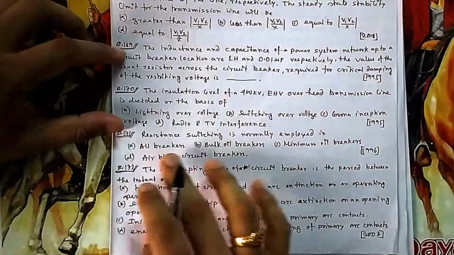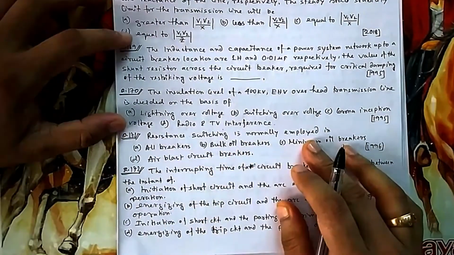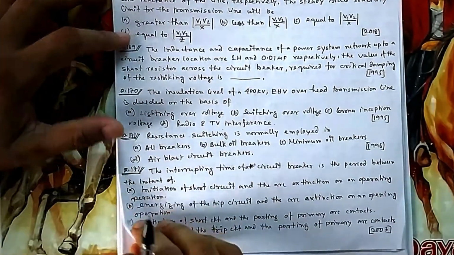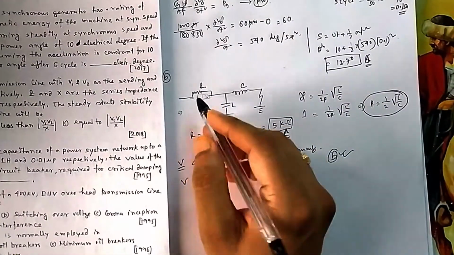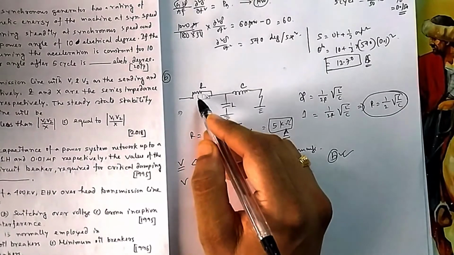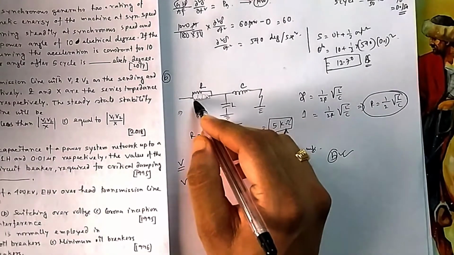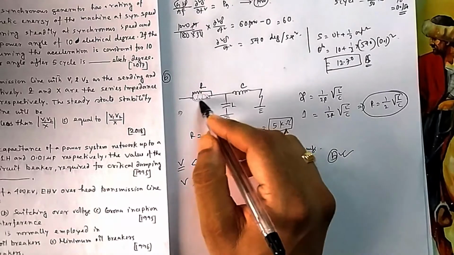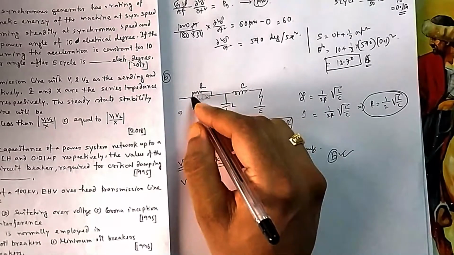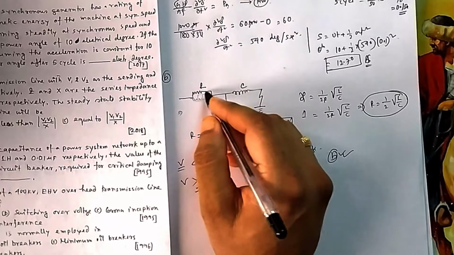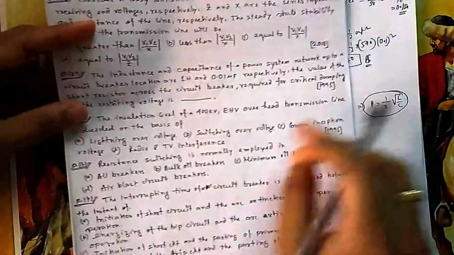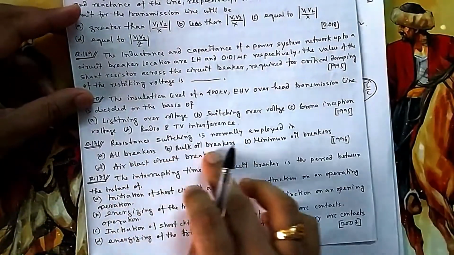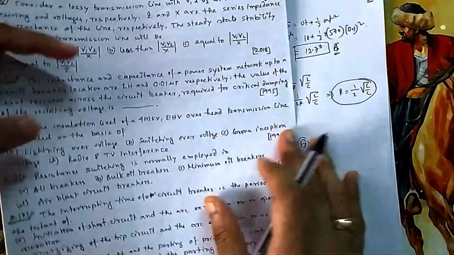In question number 171, resistance switching is normally employed in. So resistance switching is something of this fashion, what we have done here. It gives an alternative path to that arc. During arc extension there is an arc continuously forming between these two contacts which are opening. So it gives an alternating path for the current to go to, so that this arc can be extinguished. And this is not required for all breakers. Basically, if you see minimum oil circuit breakers, here oil already serves the purpose of resistance.